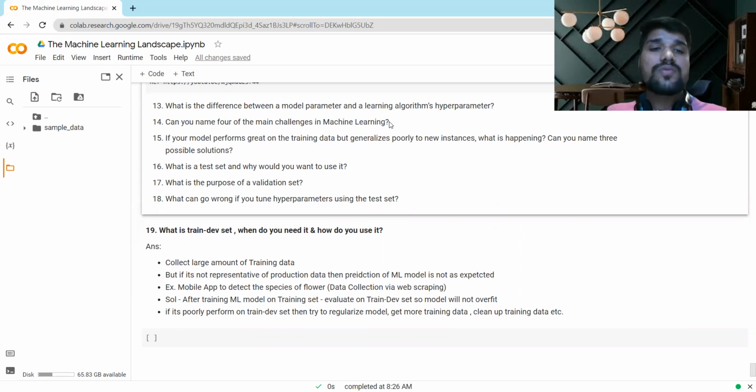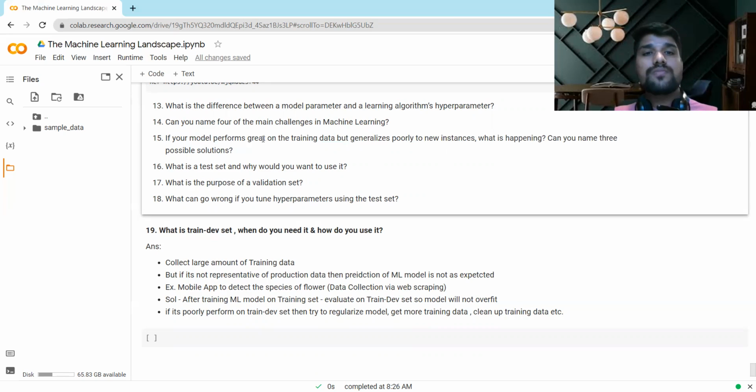I think at the initial part of the video only, I have explained all four main challenges in machine learning. You just start and you will get the answer. Next question: if your model performs great on training data but generalizes poorly to new instances, what is happening? And can you name three possible solutions? Right? I explained that in that video only. There is one of the challenges which states this explanation only.